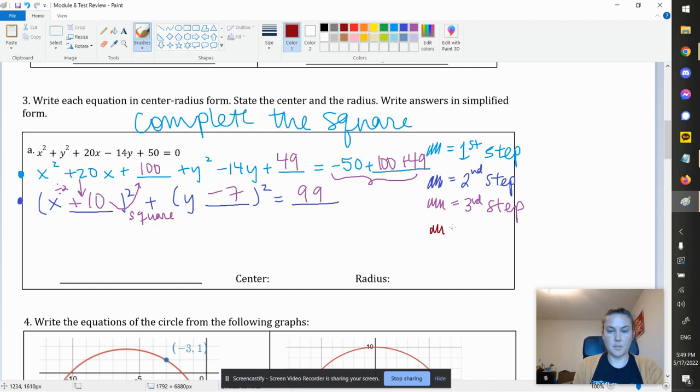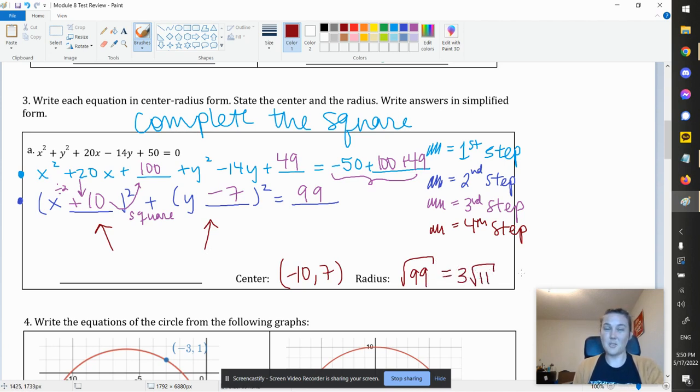All right, fourth step is stating the center and the radius. The center is negative 10, positive 7. I got that from here and here. And then my radius is whatever the square root of 99 is. I can leave it like this.